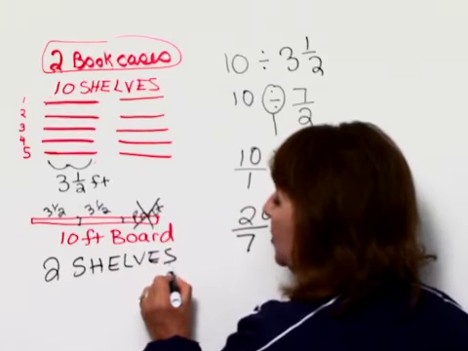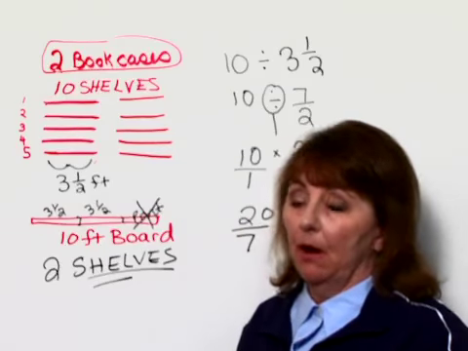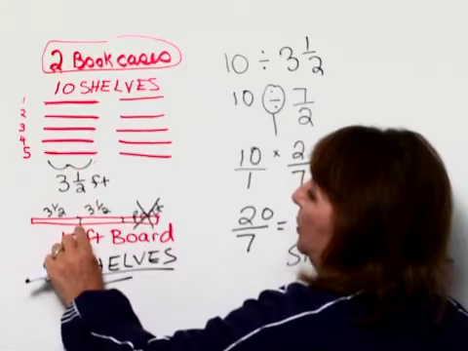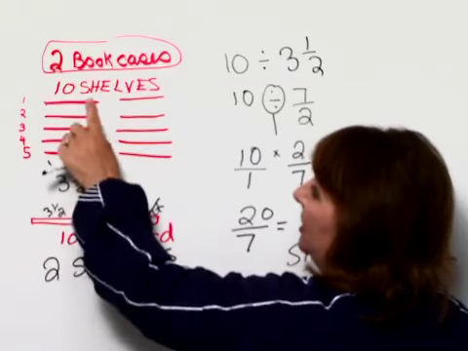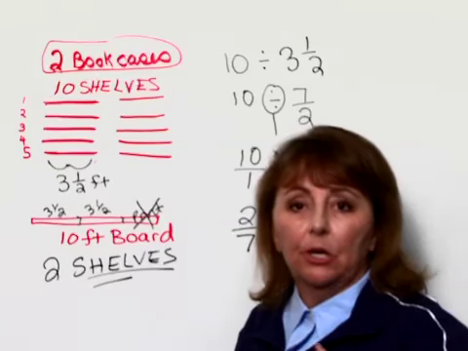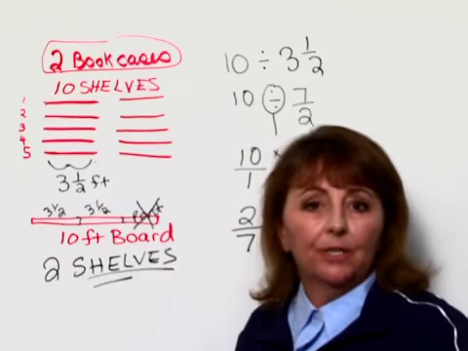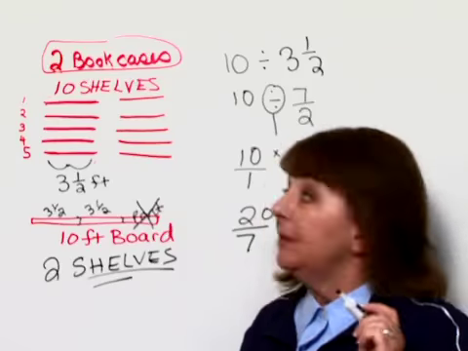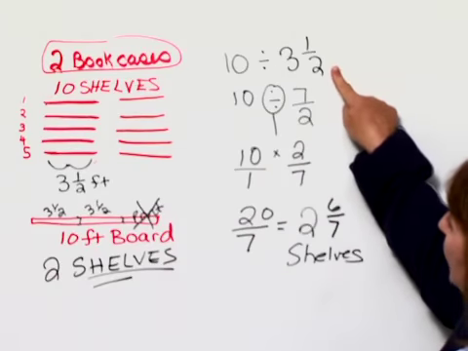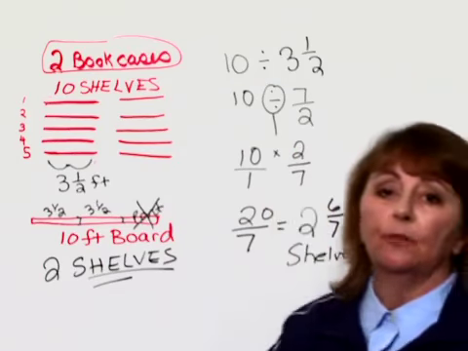Now that's not what the question asked. The question asked, how many boards does Anna need to buy? Well, if she can only get 2 shelves from each board, and she needs 10 shelves, we see she needs to buy 5 boards. So when you work a problem, sometimes it helps to draw a diagram. And it also helps to know that you need to change your mixed number to an improper fraction and change your division to multiplication. Now try a few problems.